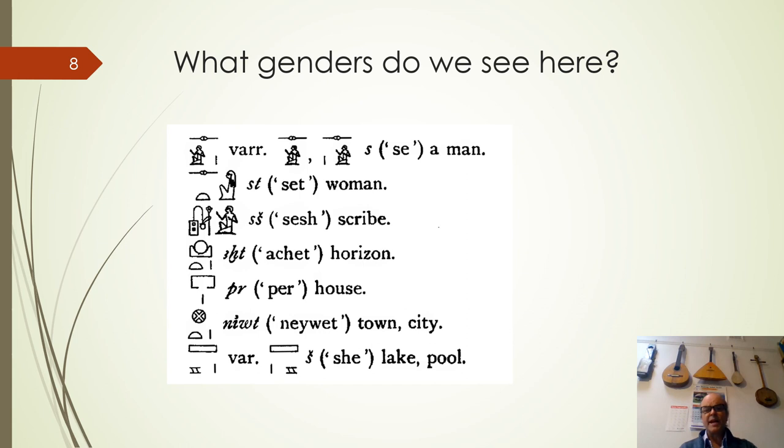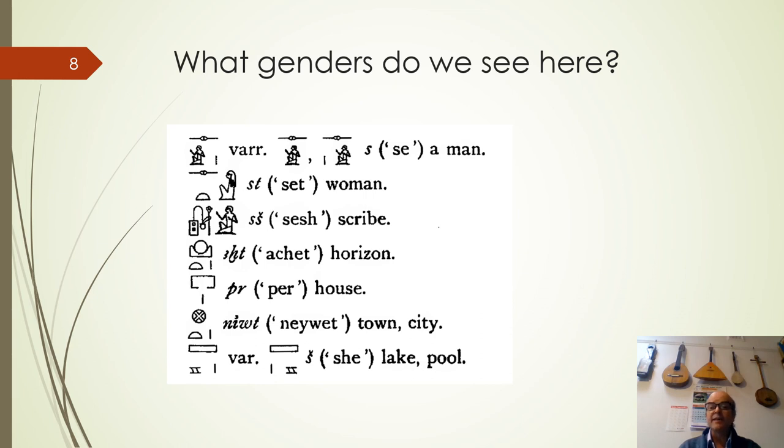So let's have a look on the next slide and see if we can work out which are the feminine words in this set. Well, the answer is that the word for a man is masculine and the word for a woman, sut or set perhaps, is feminine. The word for a scribe is masculine, and so far that has some connection with biological roles, because back in ancient Egypt, scribes were overwhelmingly men.